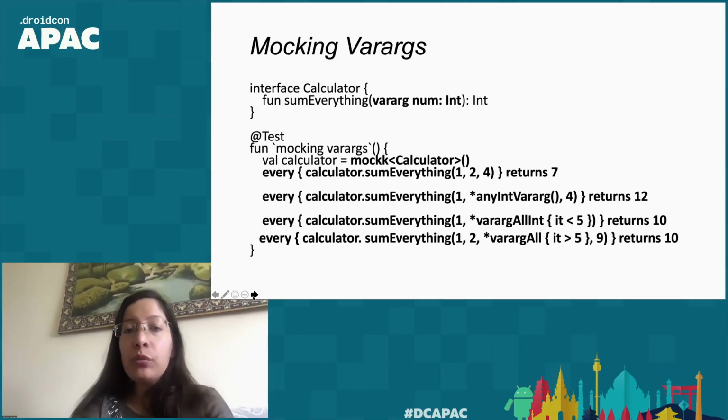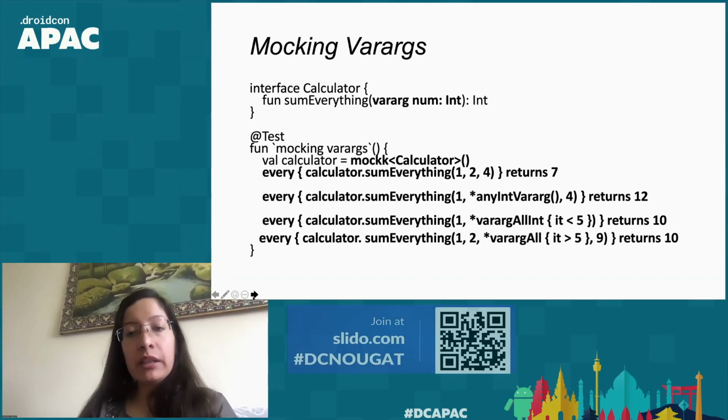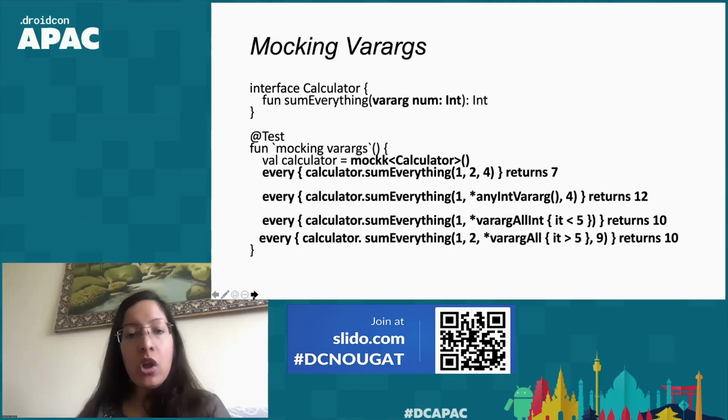Now moving on to mocking varargs. Here you can see that I have a function which accepts a vararg. It's possible to mock it using MockK. We can specify the different parameters we can take as input, like any integer vararg, or some specific integers, or only integers which are less than 5 or greater than 5. We can specify the different combinations.